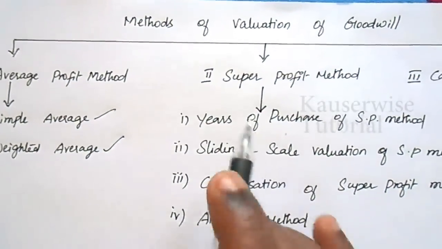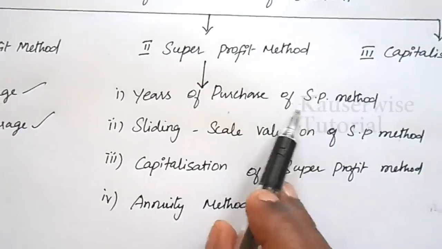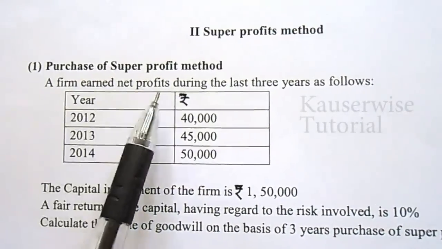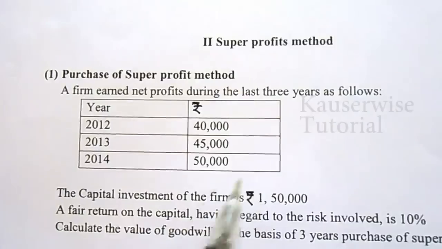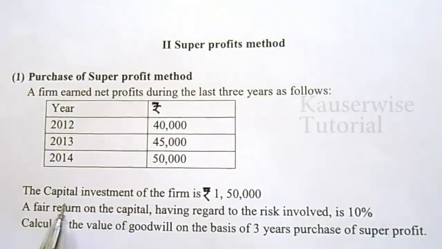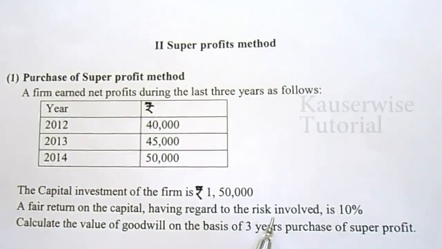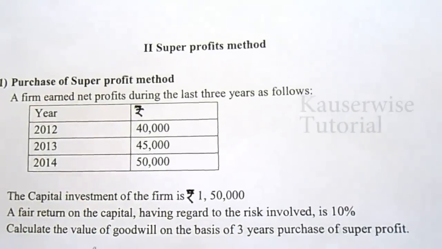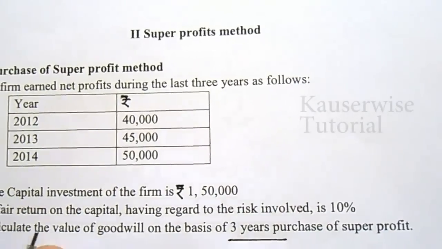Now let us see the second method, super profit method. In that, the first one is years of purchase of super profit. Let us see the problem for this. Look at the problem. A firm earned net profit during the last 3 years as follows: 2012, 13, 14 is given. The capital investment of the firm is 1,50,000. So capital investment is capital employed. Second, a fair return on the capital having regard to the risk involved is 10%, that is NRR is given as 10%. Calculate the value of goodwill on the basis of 3 years purchase of super profit. So let us see the solution for this.